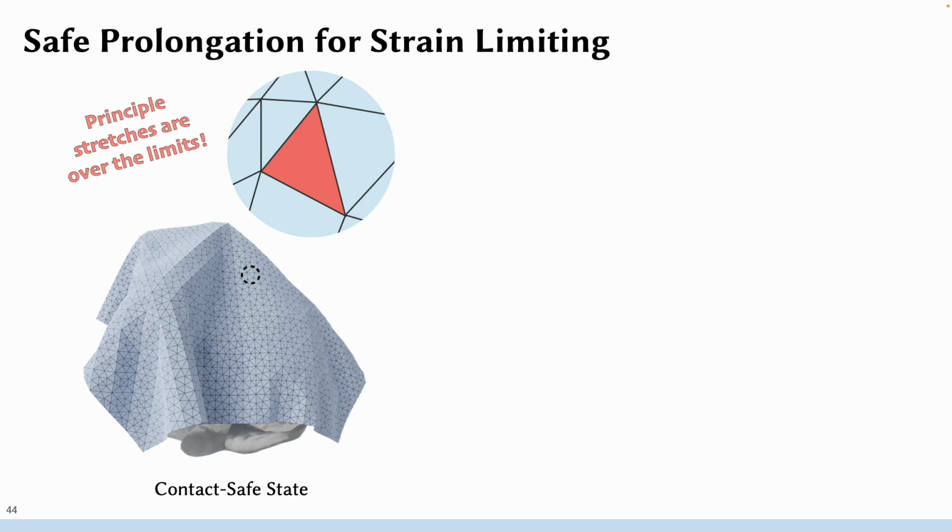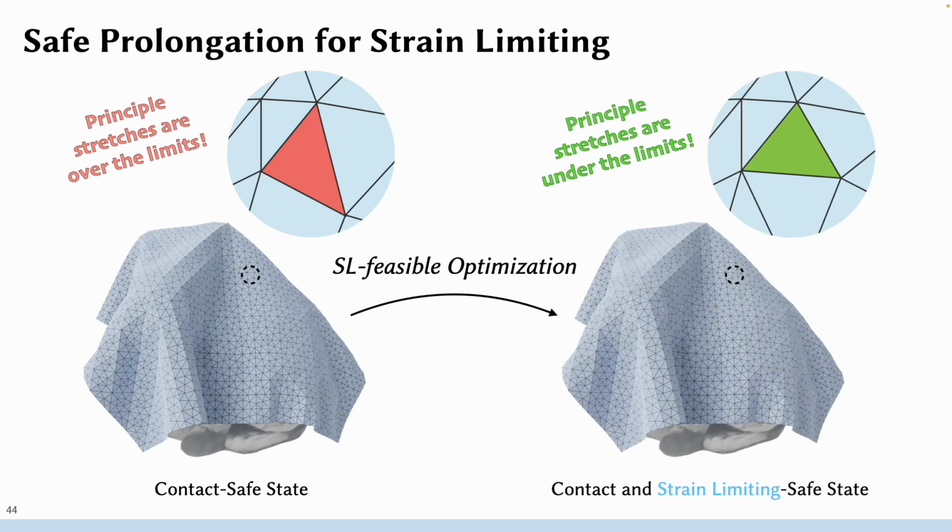To also preserve SL constraints during prolongation, we construct an efficient nonlinear optimization to safely refine while not violating existing contact constraints, essentially by maintaining a dynamic set of infeasible triangles and adding an ARAP term to pull each triangle's principal stretches below their limits. Due to time limit, I won't go into details here, but please see our paper.